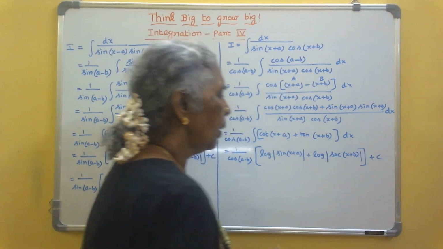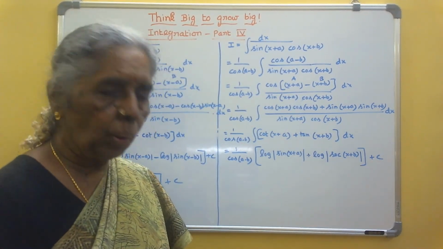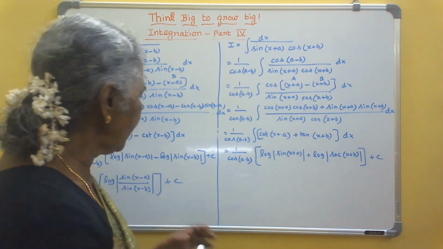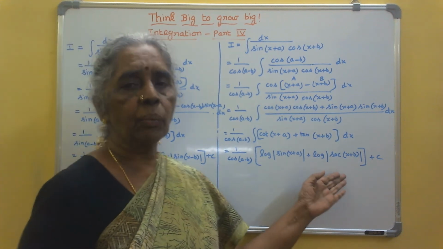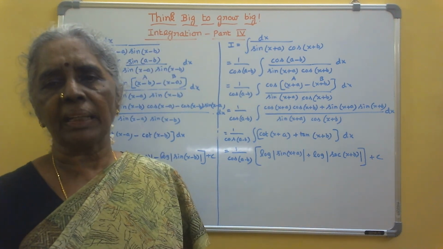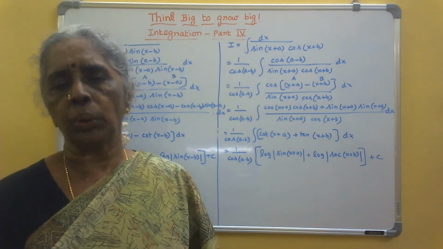plus c. Now this is like log a plus log b. You can write log ab. But actually here both were sine and it looked neat like this. Here one is sine and one is secant. So I am just leaving it like that. So let this be the answer. If you want you can actually combine both the logs.